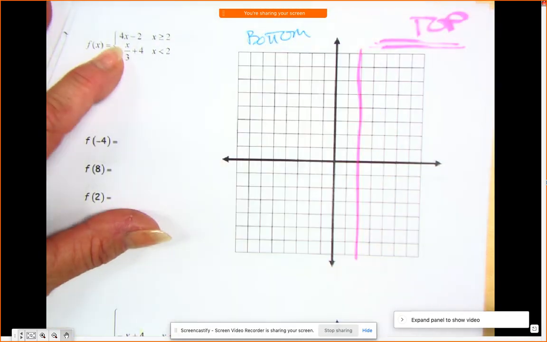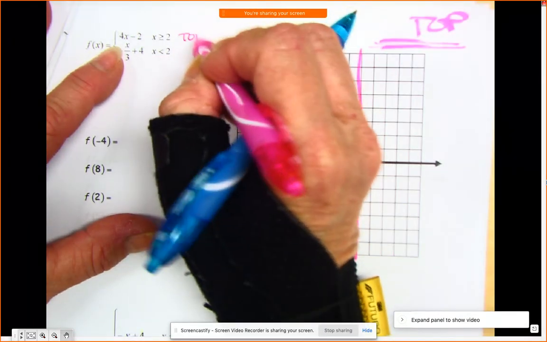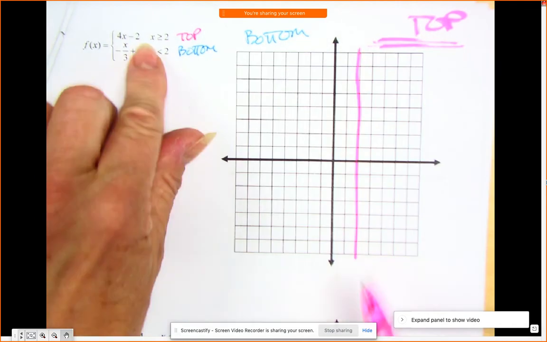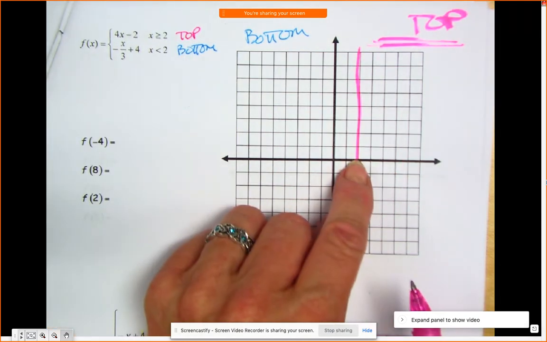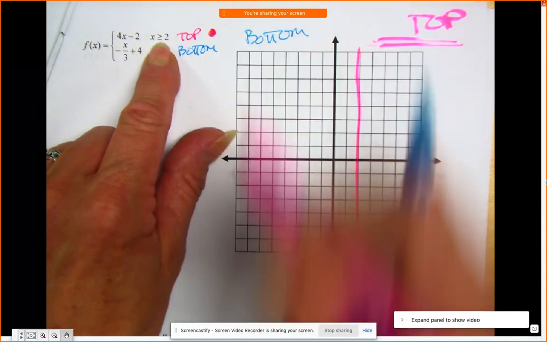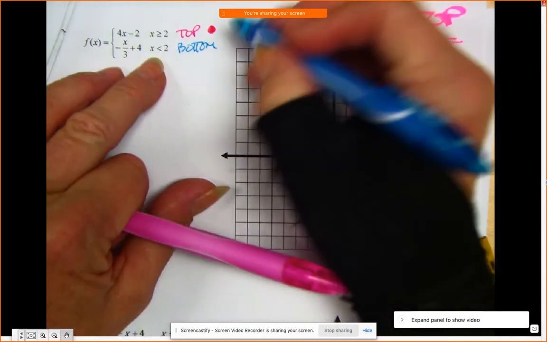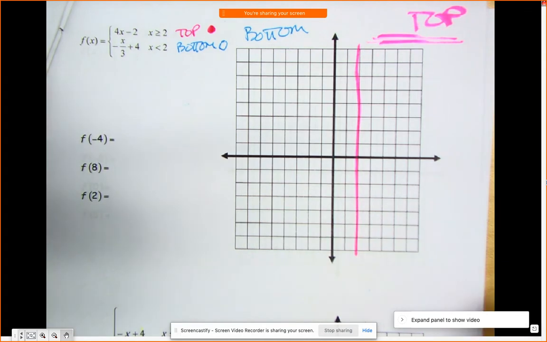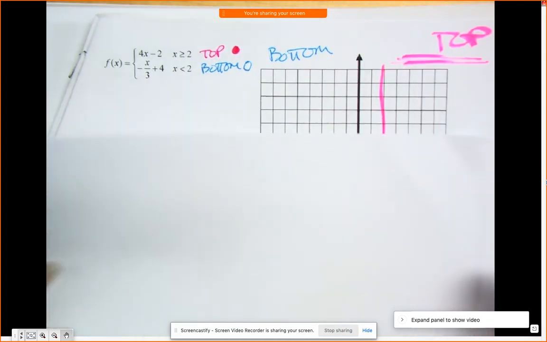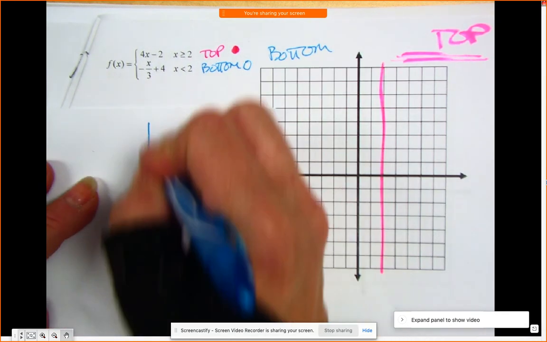Okay, so the top graph we're going to do in pink. Bottom graph we'll do in blue. And the way I know this is saying x is greater than or equal to 2, the top one also gets to have the solid circle on the boundary line because of the equal sign. The bottom graph is going to be an open circle. And what I'd like to do is, rather than do their suggestions, let's just make our own table of values. Okay, let's pick some numbers that we like.